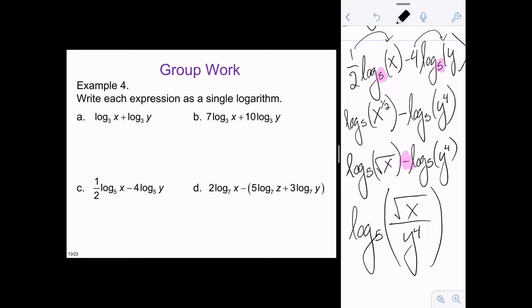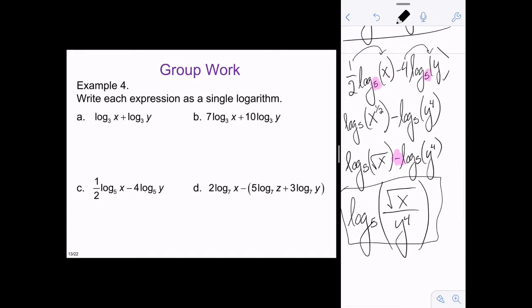And really, especially if you have a fraction or any addition, if you have anything more than just a single number inside of your logarithm, you need to put parentheses around it. I will 100% dock you if you don't, because it's ambiguous. If you have more than one thing inside that logarithm and you don't put parentheses around it, it is ambiguous as to what is inside and what is outside of the logarithm. So you need to be very careful and use those parentheses. So our final answer here is log base 5 of the square root of x divided by y to the 4th.